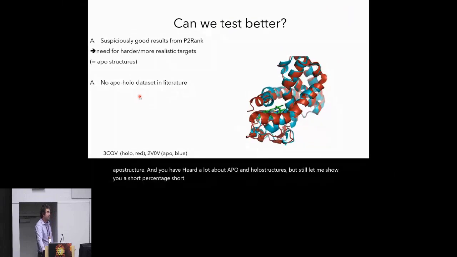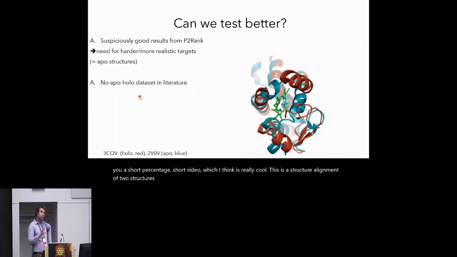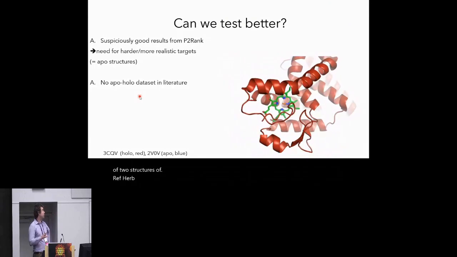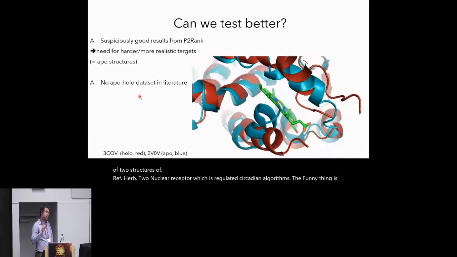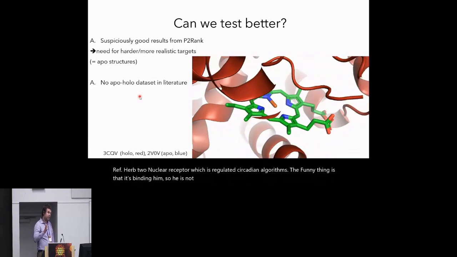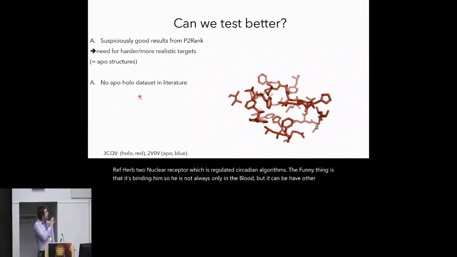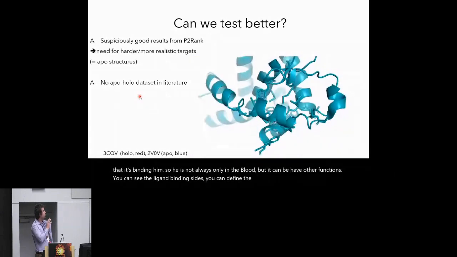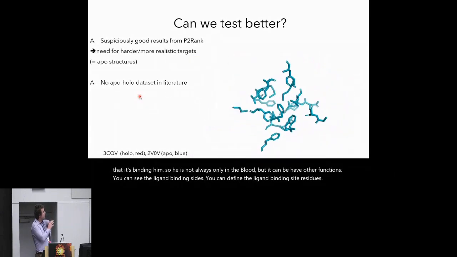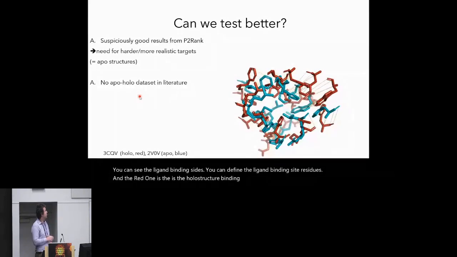This is a structure alignment of two structures of REV-ERBβ nuclear receptor, which is regulating circadian rhythms. The funny thing is that it's binding heme. So heme is not always only in the blood, but it can have other functions. You can see the ligand binding sites. You can define the ligand binding site residues. And the red one is the holo structure binding ligand, and the blue one is APO structure.